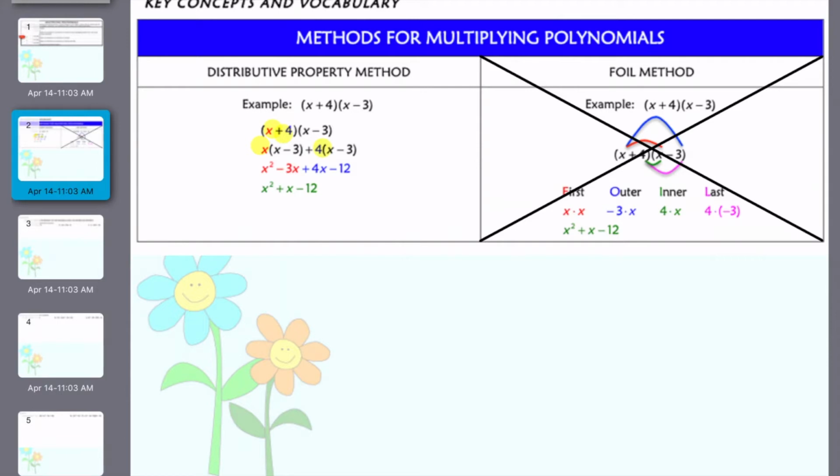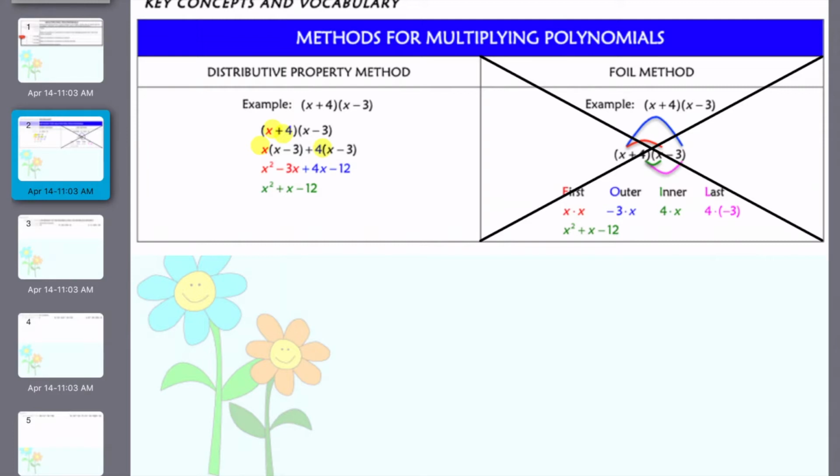You will sometimes hear another method called the FOIL method. I don't really like teaching you that because later on down the line, people are always going to remember FOIL, but they will never really remember what it means or even necessarily how to do it. Okay, so let's just rely on what we know with the distributive property method.